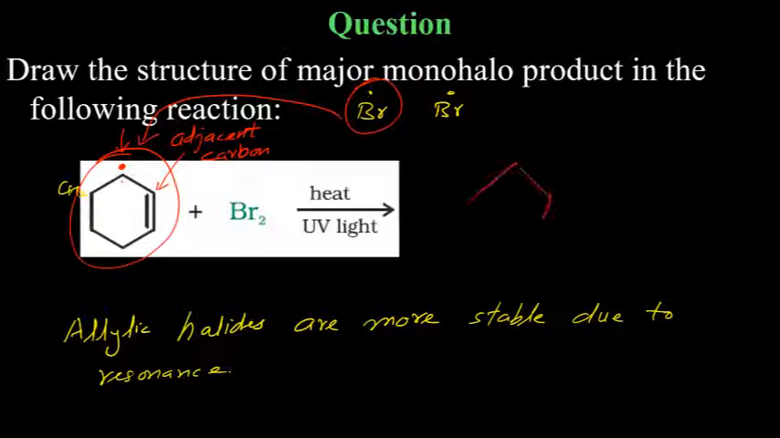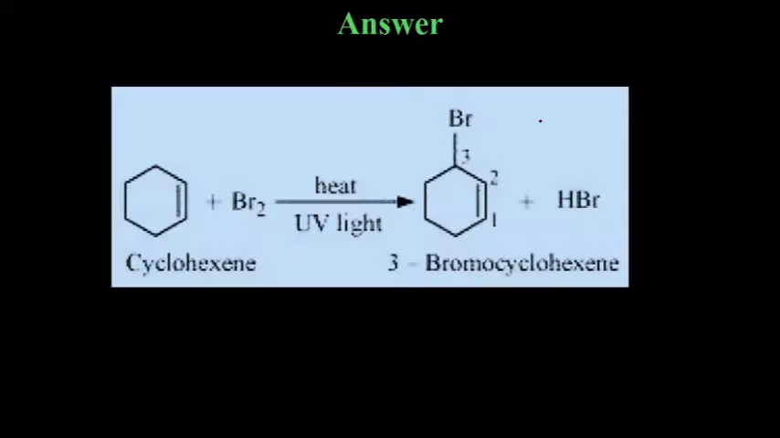So the product formed here is actually this. Double bond remains intact. Remember, we are talking about Br2, we are not talking about HBr. So don't get confused between this and the reaction of cyclohexene with HBr. It is with Br2, bromine. And in this case, allylic halide will be produced.